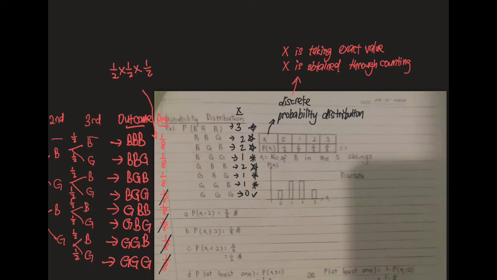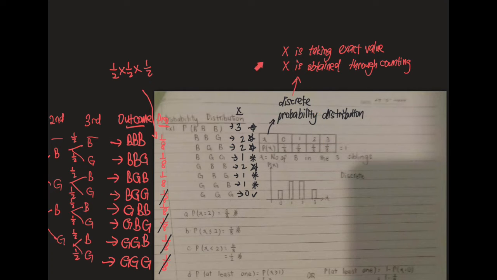So exact value, you know x is the number of boys, so it can take 0 boys, 1 boy, 2 boys, 3 boys. Those are the exact values. Not like decimal numbers. They don't take decimal numbers. x cannot be 0.8 boy, you cannot cut the boy into 0.8, so we can't do that. That's why x is taking exact values only, 0, 1, 2, 3, no decimal included.